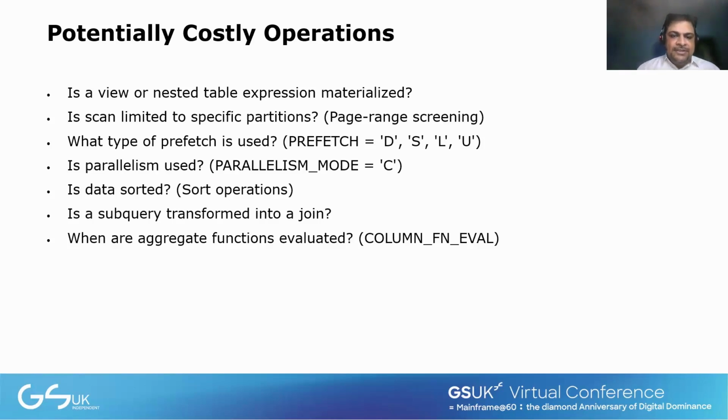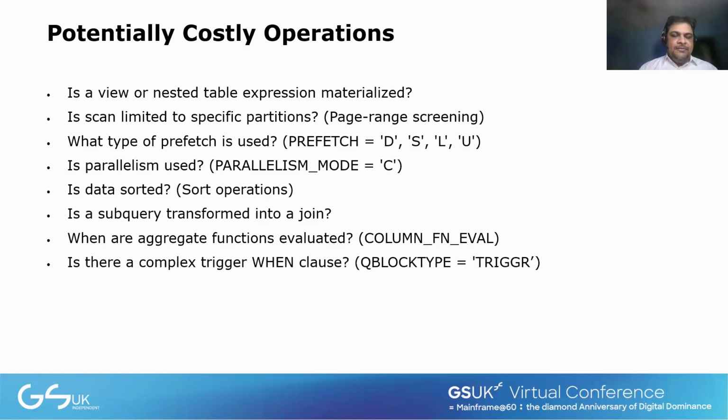What type of aggregate functions are being used? You can get it from here. When you create a trigger and it gets triggered, if the SQL in the when clause runs, you will get the query block type as trigger. So you have to look into that as well, into the complex triggers.